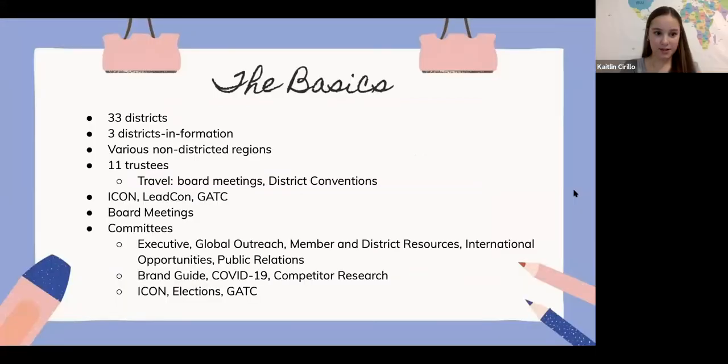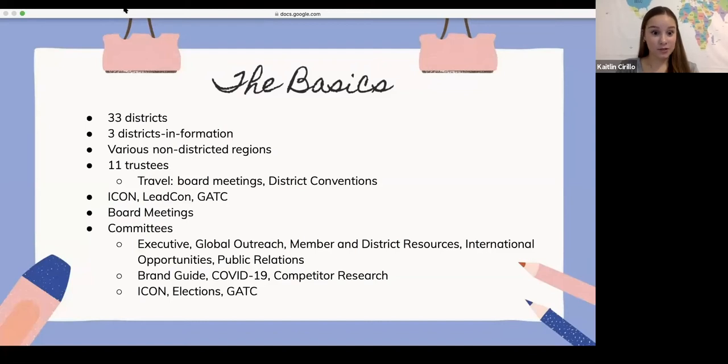So in terms of the basics, we have 33 districts, which is where the number of 11 trustees comes into play, because each trustee gets 3 districts they're assigned to. We have 3 districts in formation: Western Canada, the Philippines, and Taiwan. We have various non-districted regions that range everywhere from places in England all the way to Japan, and they speak all different languages, obviously. And then like we said, 11 trustees. They travel to board meetings and district conventions, but they're also there to serve their districts in any way the districts need.